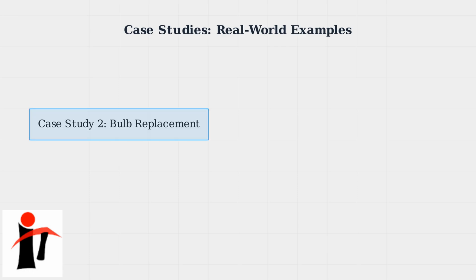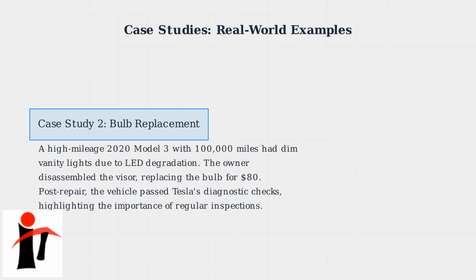The second case involves a 2020 Model 3 with 100,000 miles experiencing dim vanity lights from LED bulb degradation. The owner followed a repair guide to disassemble the sun visor and replace the bulb for about $80. After the fix, the vehicle passed all Tesla diagnostic checks, emphasizing the need for periodic inspections in high-mileage vehicles.